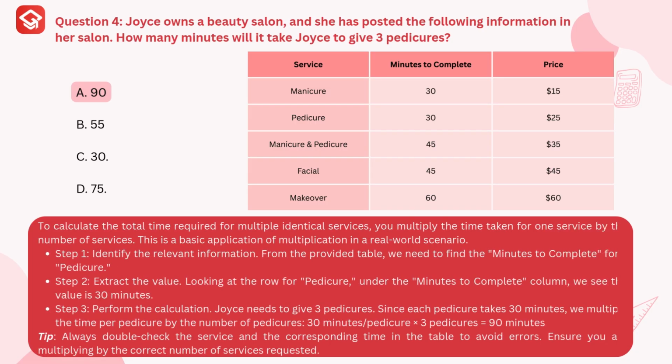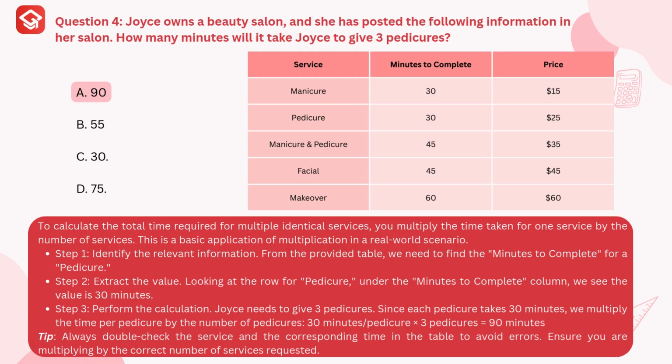The correct answer is A. 90. Explanation. To calculate the total time required for multiple identical services, you multiply the time taken for one service by the number of services. First, identify the relevant information. From the provided table, we need to find the minutes to complete for a pedicure. Next, extract the value. Looking at the row for pedicure, under the minutes to complete column, the value is 30 minutes. Then, perform the calculation.